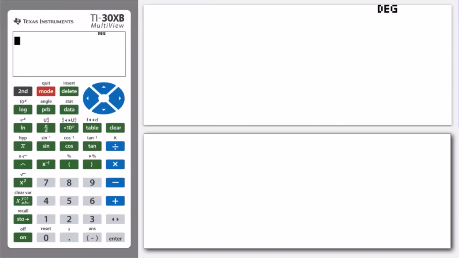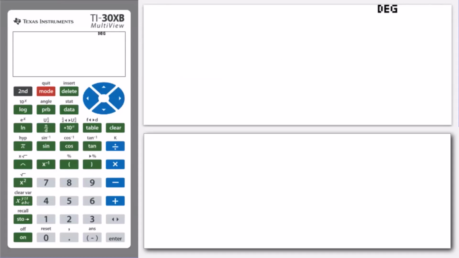In this lesson, we will use the TI-30XB to help solve a trigonometry problem requiring the use of Pythagoras' theorem. Note that when solving three-dimensional problems involving Pythagoras' theorem, which the example that we're going to do is, it is important to draw carefully labelled diagrams identifying the right-angled triangles where the theorem can be applied to find unknown lengths.